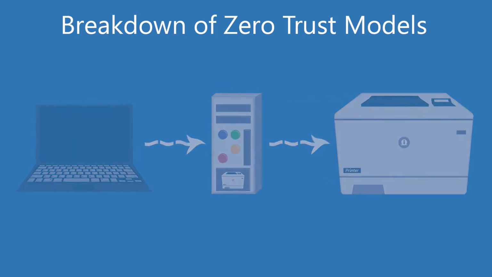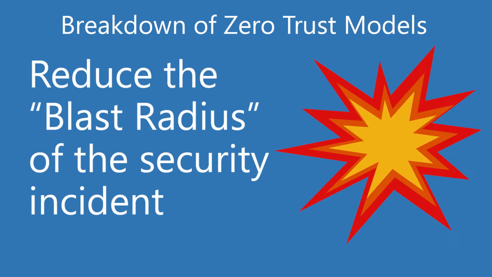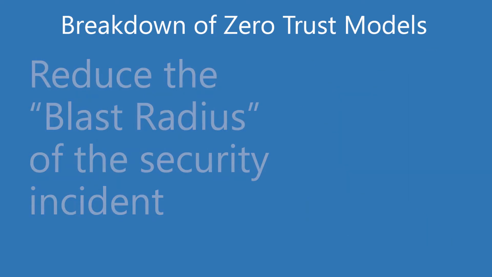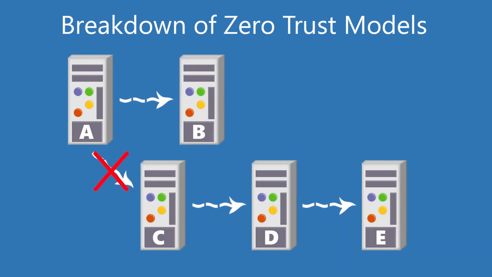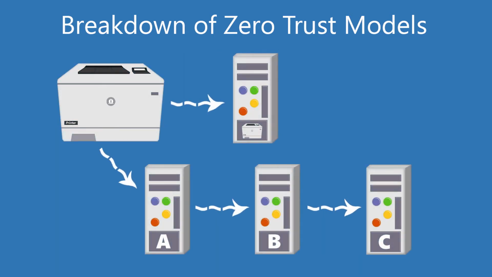The idea and concept behind this is to, one, reduce what we call the blast radius. So if indeed you had a security event, limit it to a very specific area. So if server A was compromised and server A can only speak to server B, then server C, D, E, and so forth are protected. Likewise, if your printers were compromised and they can only speak to your print servers specifically, then your exposure is limited only to those devices.